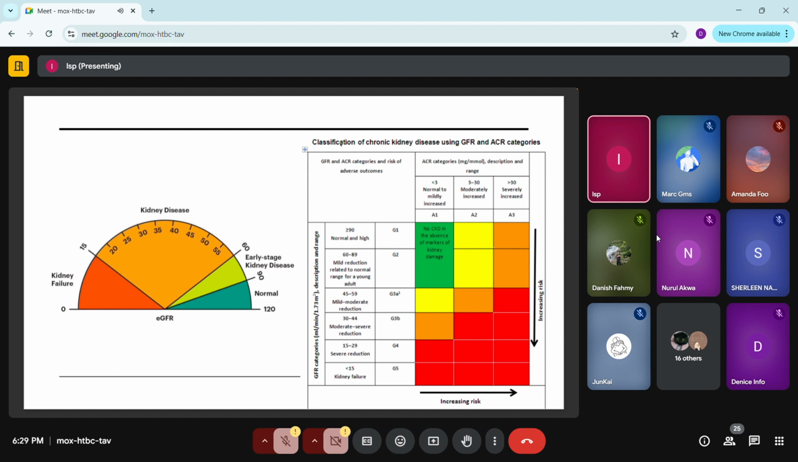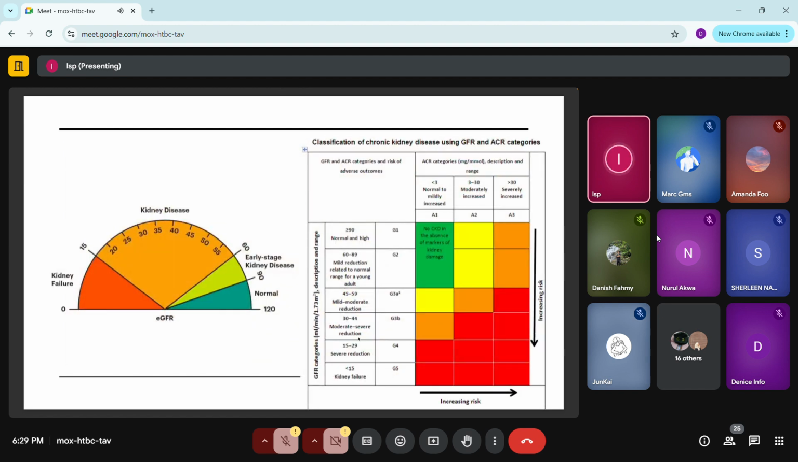So we classify the CKD stages using your GFR. We have 5 classes of kidney disease, 1 to 5. In stage 5 kidney disease, the GFR will be less than 15. More than 90 is normal, we call it stage 1, everything is normal. Mild reduction, 60 to 89, will be stage 2. Stage 3 we divide into 3A and 3B: 45 to 59 is 3A, and lower, 30 to 44, is stage 3B. And if it worsens further, 15 to 29, that's stage 4.